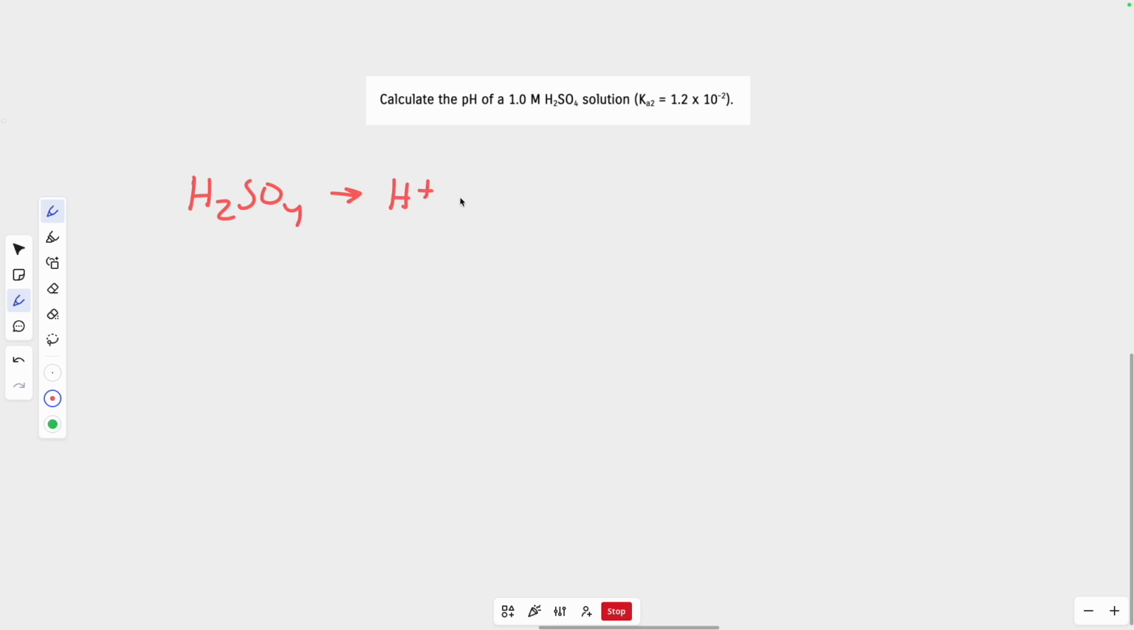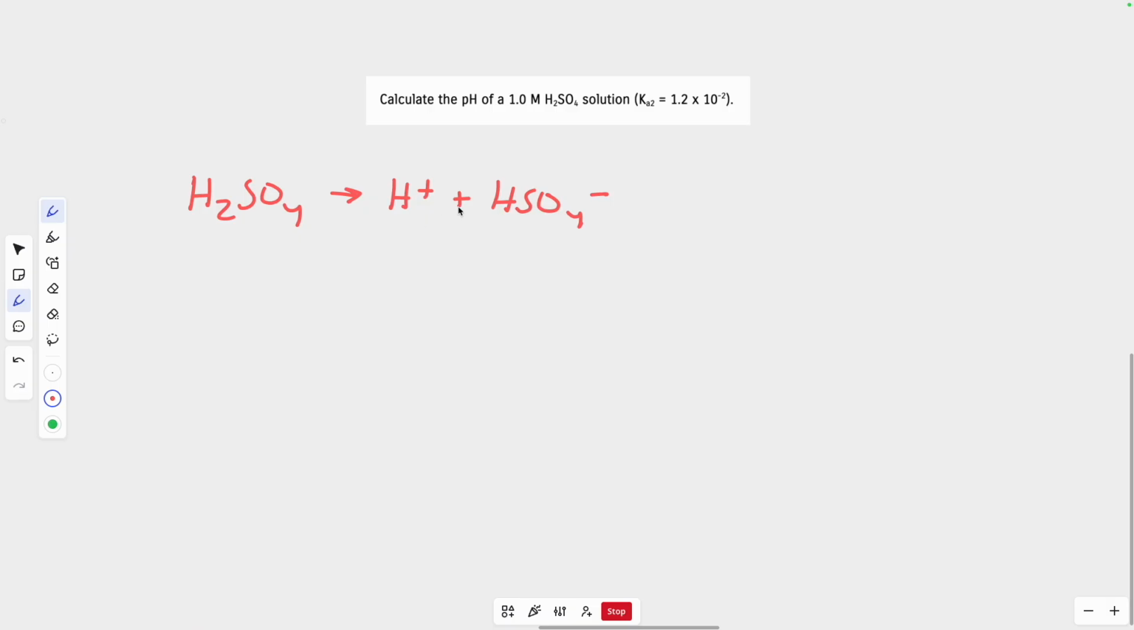So H2SO4, sulfuric acid, is a strong acid, right? In its first dissociation step, H2SO4 will dissociate into H plus and HSO4 minus completely. This reaction will go to completion. So in terms of finding the H plus concentration for the pH, this first step is going to be the major producer of H plus.